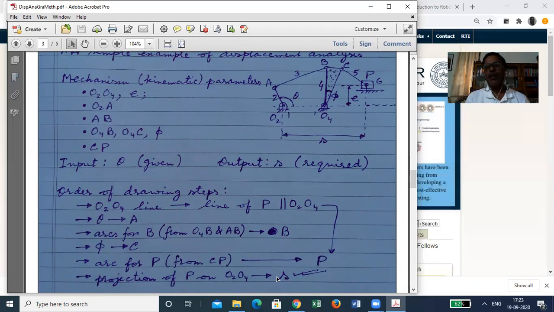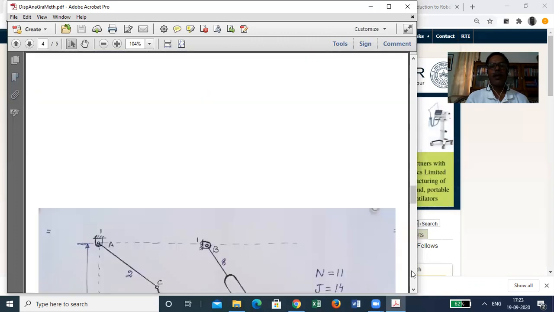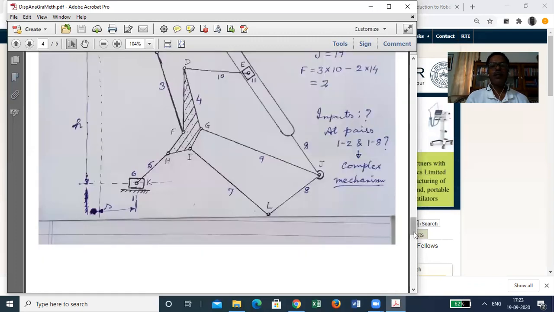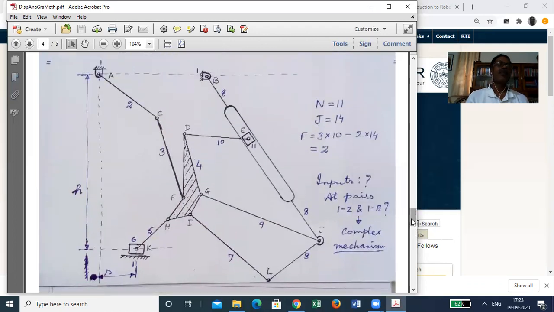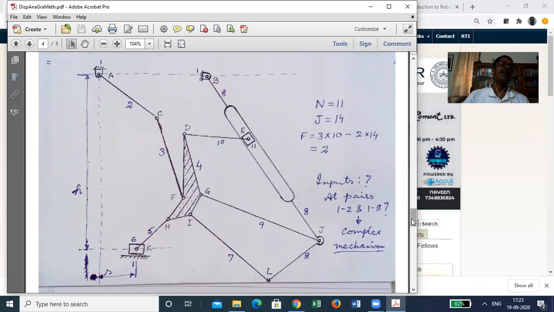And now is the time for one really troublesome case. There is no question of doing the displacement analysis through graphical methods for a complex mechanism, because that is not possible. But let us start with a complex mechanism. Okay. So this is the mechanism.